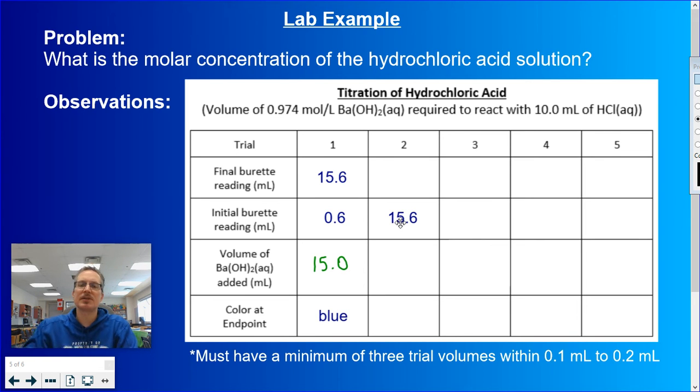I'm going to dump out my Erlenmeyer flask, disposing of it properly, either in the sink or a waste bucket, depending on what your product is. I'm then going to rinse it out. I'm going to pipette another 10 milliliters of hydrochloric acid solution into this, and I'm going to run my solution again. This time, though, we know 15 milliliters was too far.